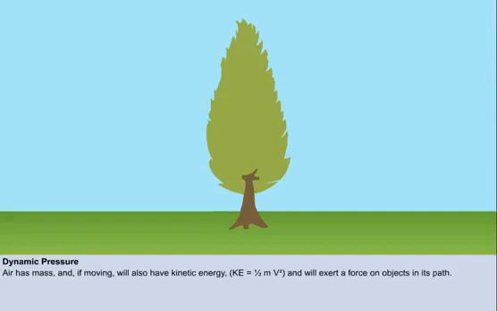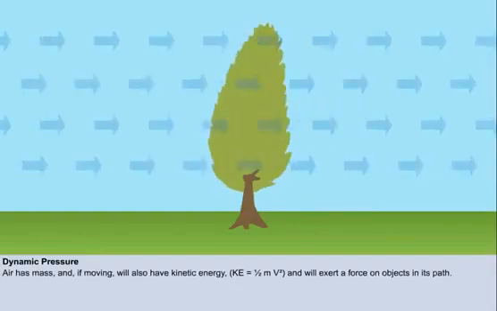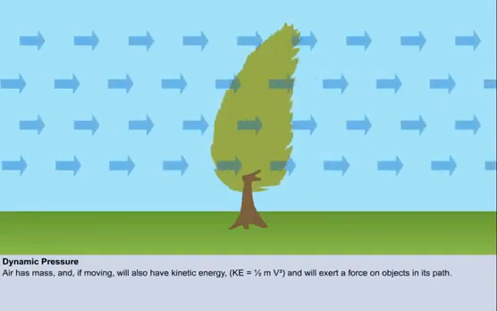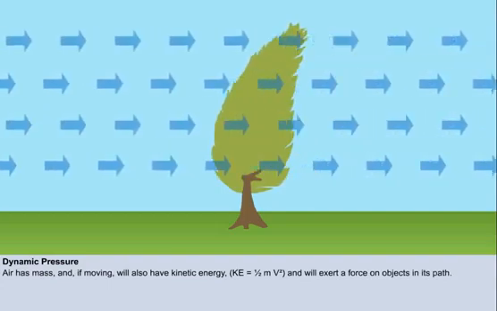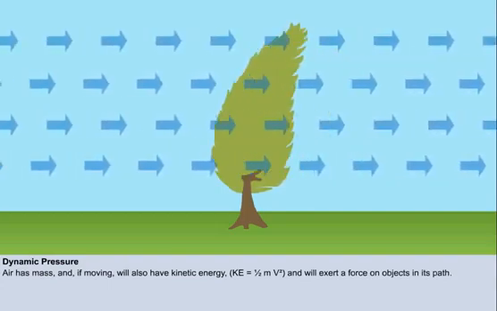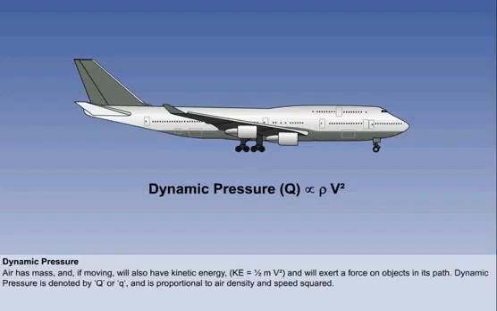As we have established, air has mass, and since it has mass, it will possess kinetic energy when in motion. Air in motion will exert a force per square meter on any object in its path. The formula for kinetic energy is half the mass times the square of the speed. This force per unit area is called dynamic pressure, because the air is moving in relation to the object being considered, in this case an aircraft.